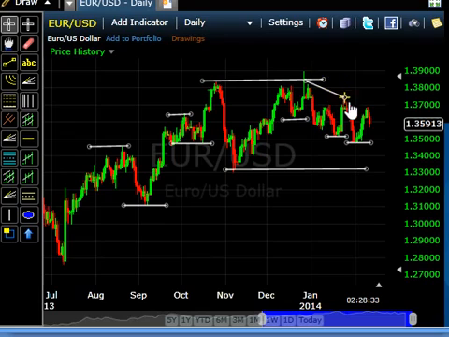Overall, the support is dropping. There we go. So we can kind of see, just by drawing these little lines, the direction they're going. Overall, we're seeing lower highs, lower lows, and we use that to determine whether we're in a trending environment or a ranging environment. And it'll also depend on what time frame you look at.